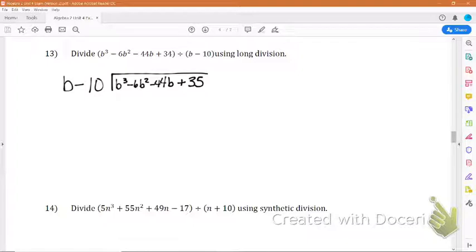All right, so for question 13, again, I'm doing it using long division. If you use synthetic, that's okay. Our process for long division is to divide, then multiply, and then subtract. So when I say divide, we're going to take first term divided by first term. B to the third divided by B is B squared. So that's my division step. When I divide, it just gives me the number that goes up top. Then I'm going to multiply. B squared times B is B to the third.